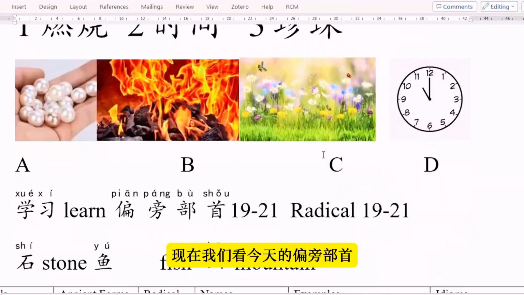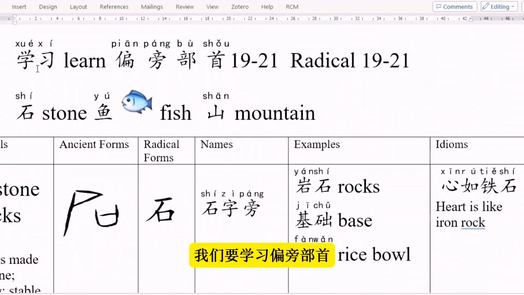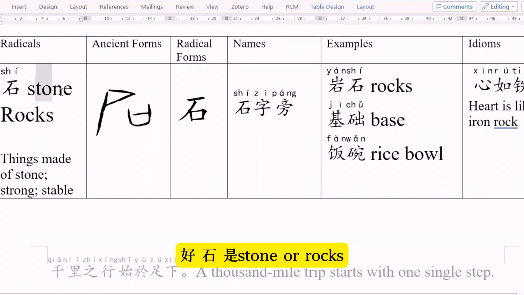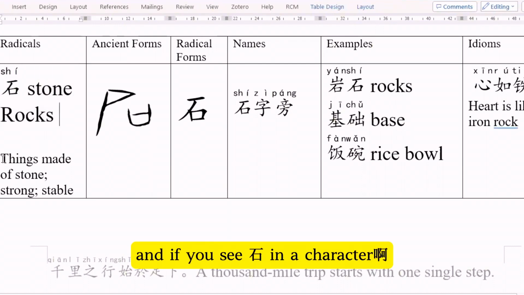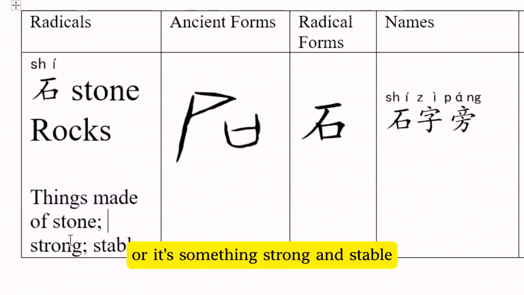好，现在我们看今天的偏旁部首，我们要学习偏旁部首19到21。有我们的石 stone or rock, 鱼 fish, 山 mountain. 好，石是 stone or rocks. And if you see 石 in a character, it could be things made of stone or it's something strong and stable.